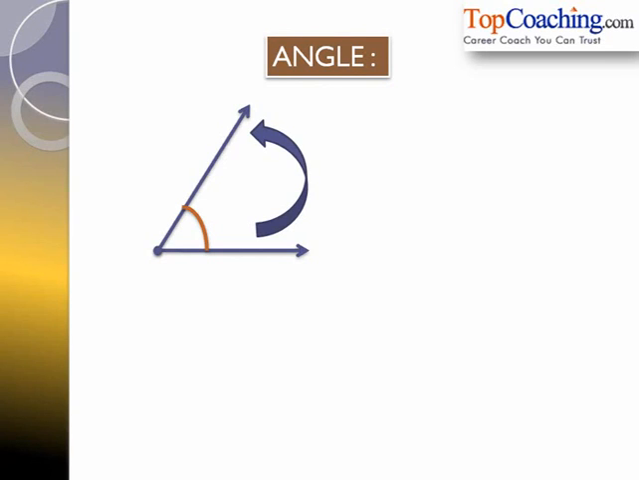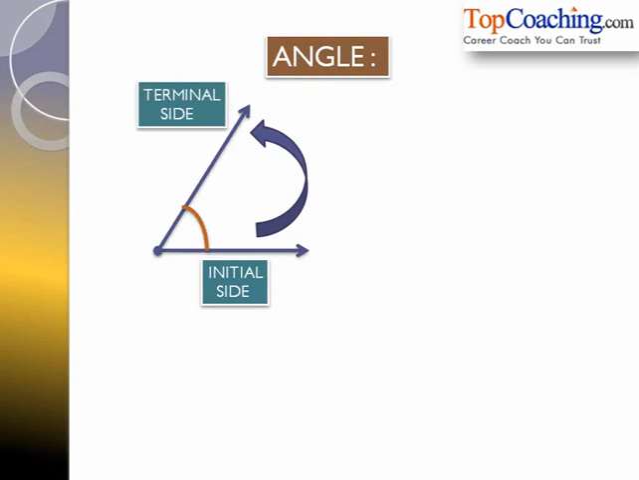So in this figure, this side is known as the initial side. So initially the ray had this orientation, and when it is rotated, it reaches this point and this becomes the terminal side.